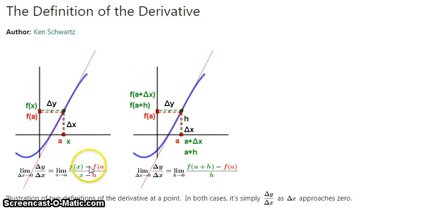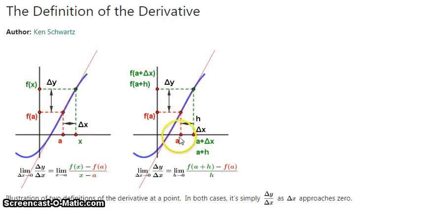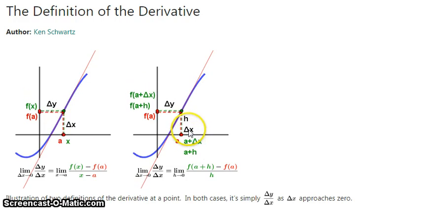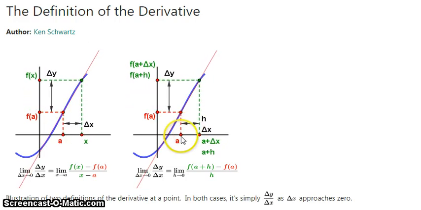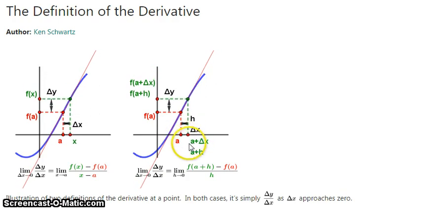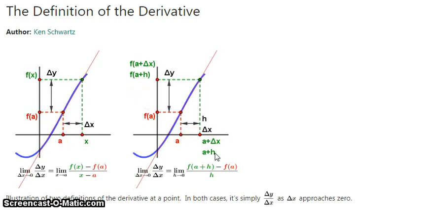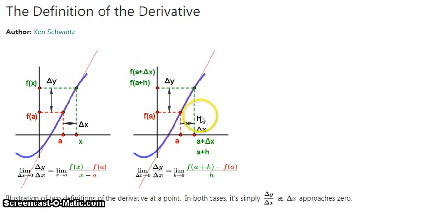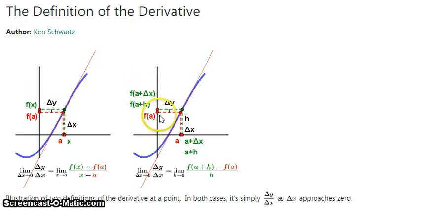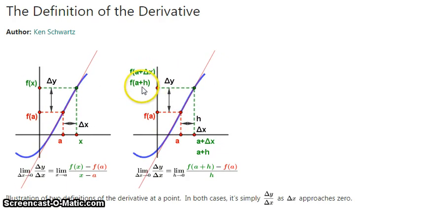Now another way we can look at this is by saying, rather than having points with different names here, why don't we just use the fact that we're changing our delta x. So if this point is a, where we want our tangent line, this point will have an x value of a plus delta x. And we're going to change delta x to h just to keep the notation a little bit simpler. So h and delta x are the same things. So once again, at a, our function value is f of a, and at a plus h, our function value is f of a plus h.